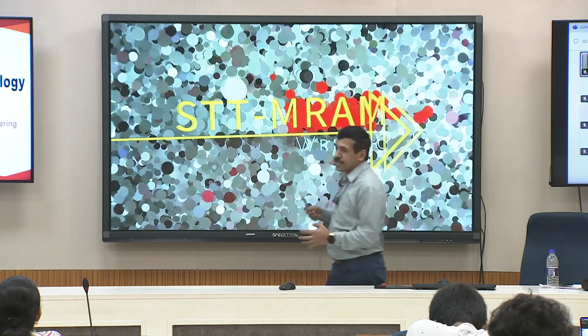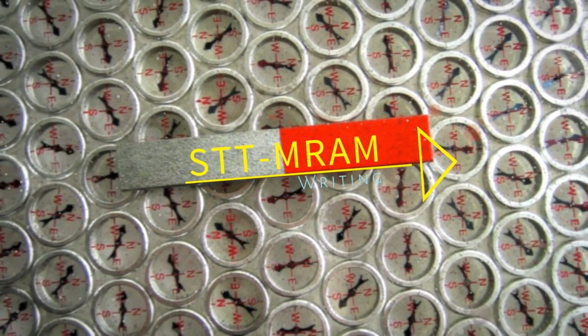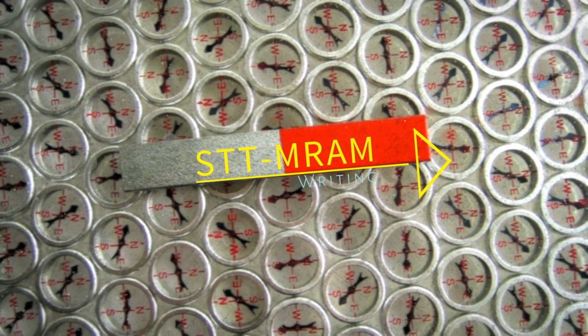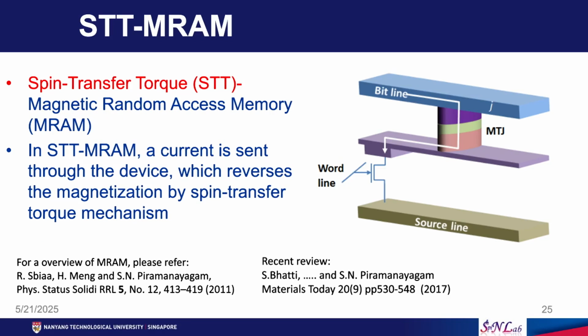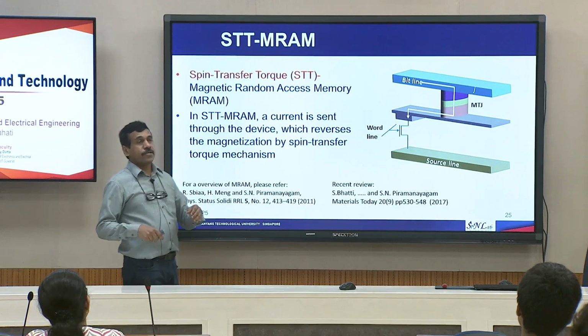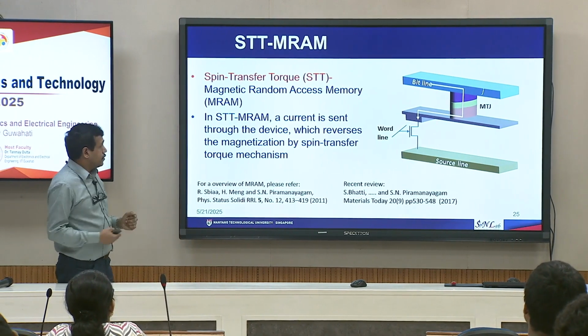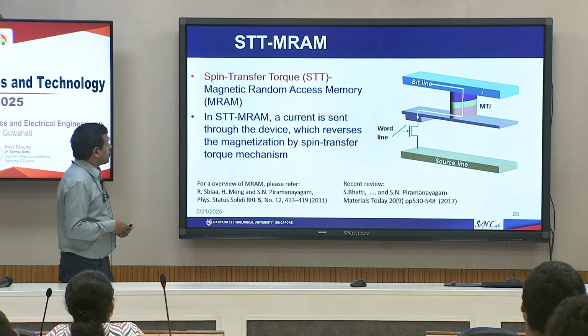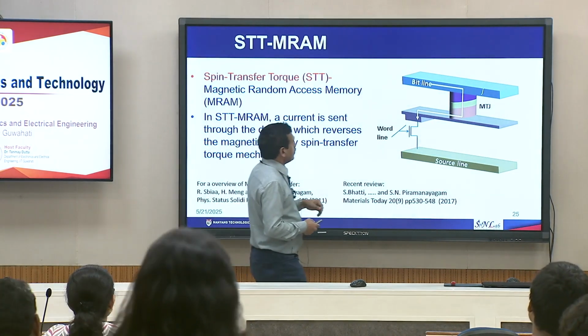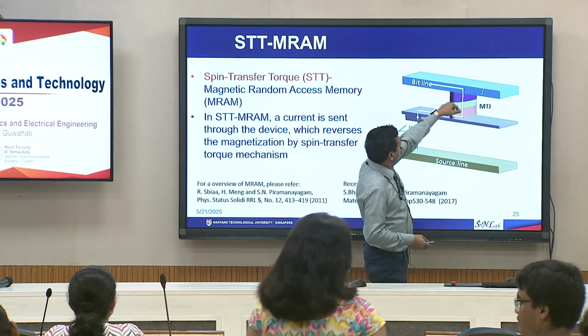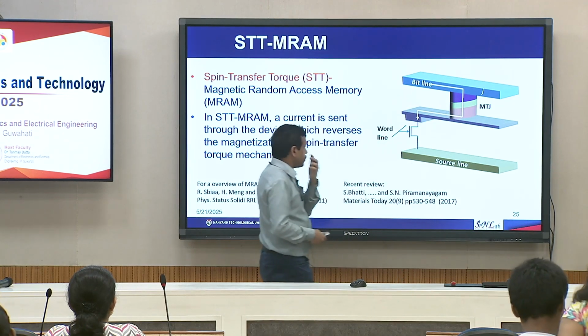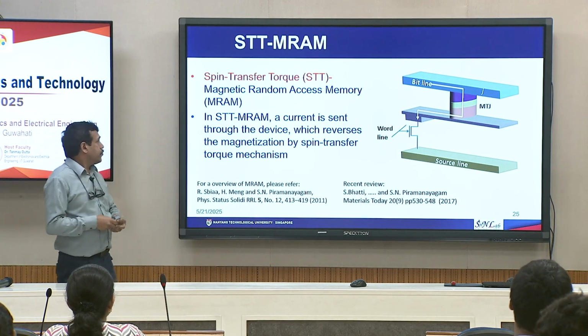Okay, so let's move on to the next topic, which is the STT MRAM, where STT stands for spin transfer torque MRAM. This is another technique to write information. Unlike the previous case of a magnetic field MRAM, where we send current through two wires to switch one particular MRAM, in the case of spin transfer torque MRAM, we send current directly through the magnetic tunnel junction to write the information.